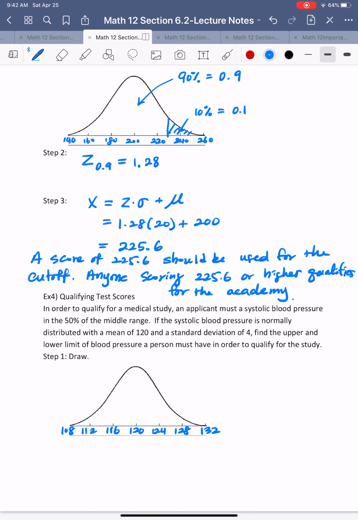Okay, so that's just step 1, and then we try to find the middle 50% range. So something between. I don't know exactly, but about here, I think, is 50%. So this is about 50%.